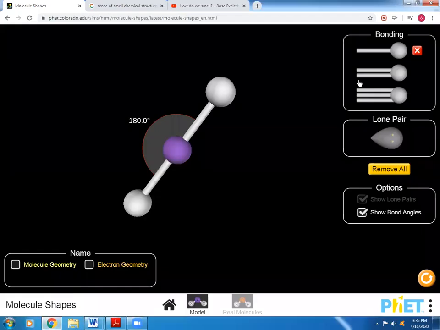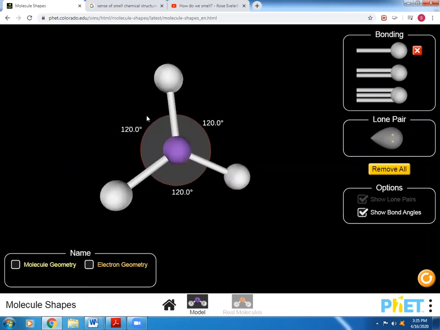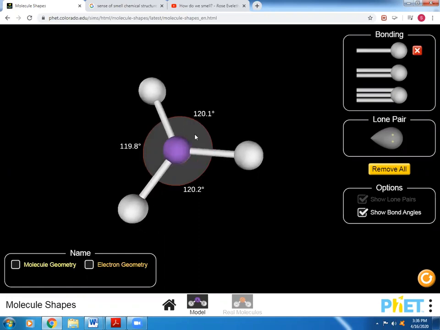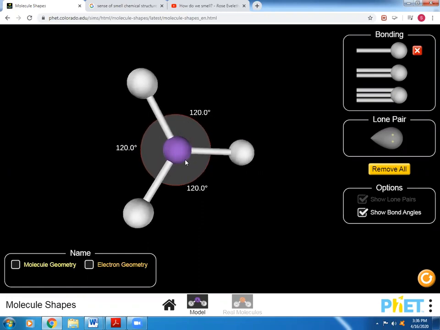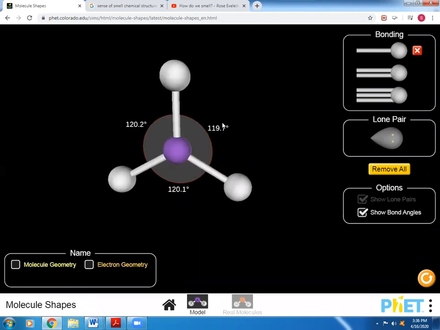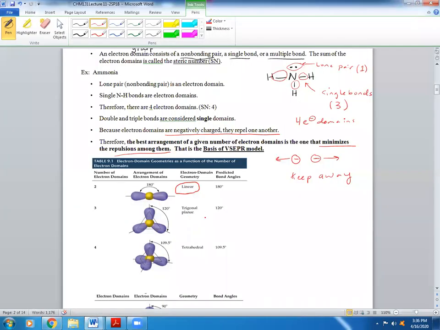Okay, what about if you have 3? Well, the best way is, let's say you add another one. Here's the one you added. Notice now, you can't afford a 180 because you have 3 electron domains. So the best way is to keep them 120 degrees away from each other. This is the best way to minimize it. So if I try to shrink this angle, it's going to go back to 120. Remember, electrons repel each other.